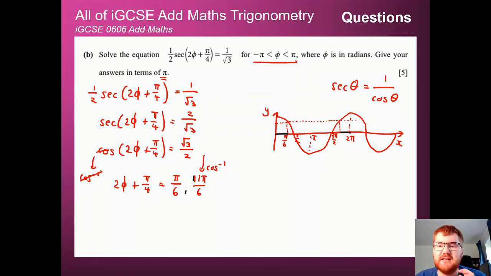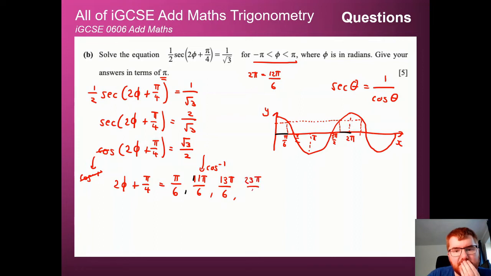However, we also need the other answers over here. So notice this graph repeats every 2 pi. So I'm going to add 2 pi to each of these. Remember, 2 pi in terms of 6 is 12 pi over 6. So we've also got the answer of 13 pi over 6. And 13 pi over 6, and we're adding on, so 23 pi over 6.